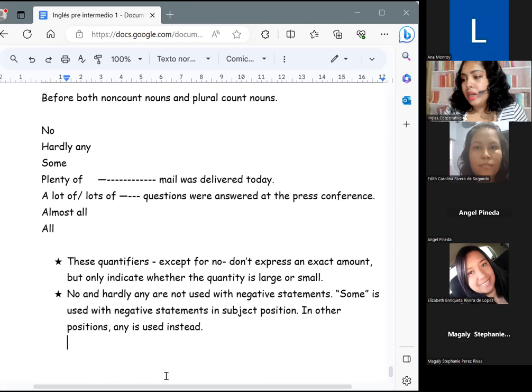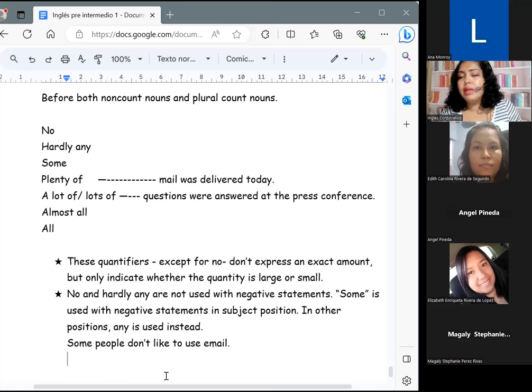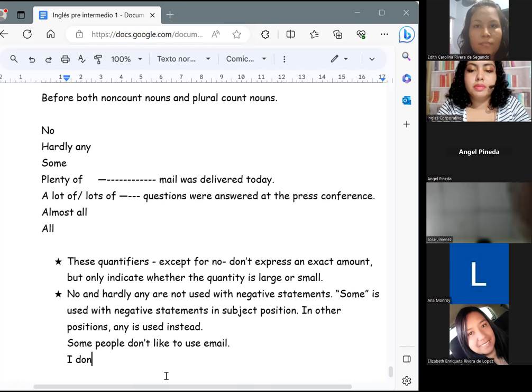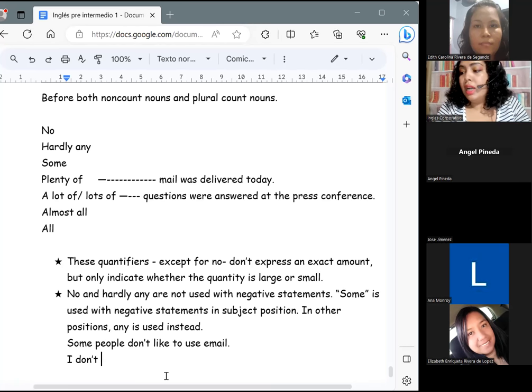And we have examples here. Some people don't like to use email. Or we have another example, and in this one it says, I don't have any new email messages.